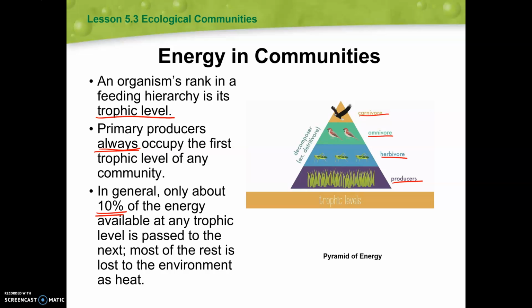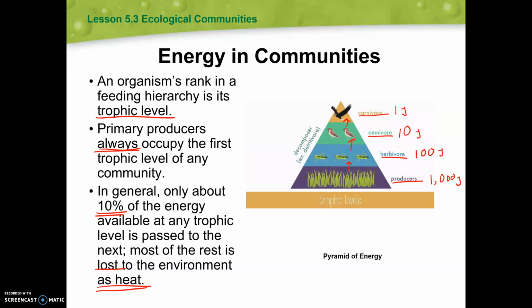So if we see this energy transfer here, if we start with 1,000 joules of energy in our producers, only 10% of that is being transferred into our herbivores. So here we're only going to have 100 joules of energy. And again, only 10% of that is moving into our next trophic level. So that would be only 10 joules of energy. And again, only 10%, and we'll see only 1 joule of energy that's being transferred to that top tier. So we'll see that a lot of this energy is being lost to the environment as heat.